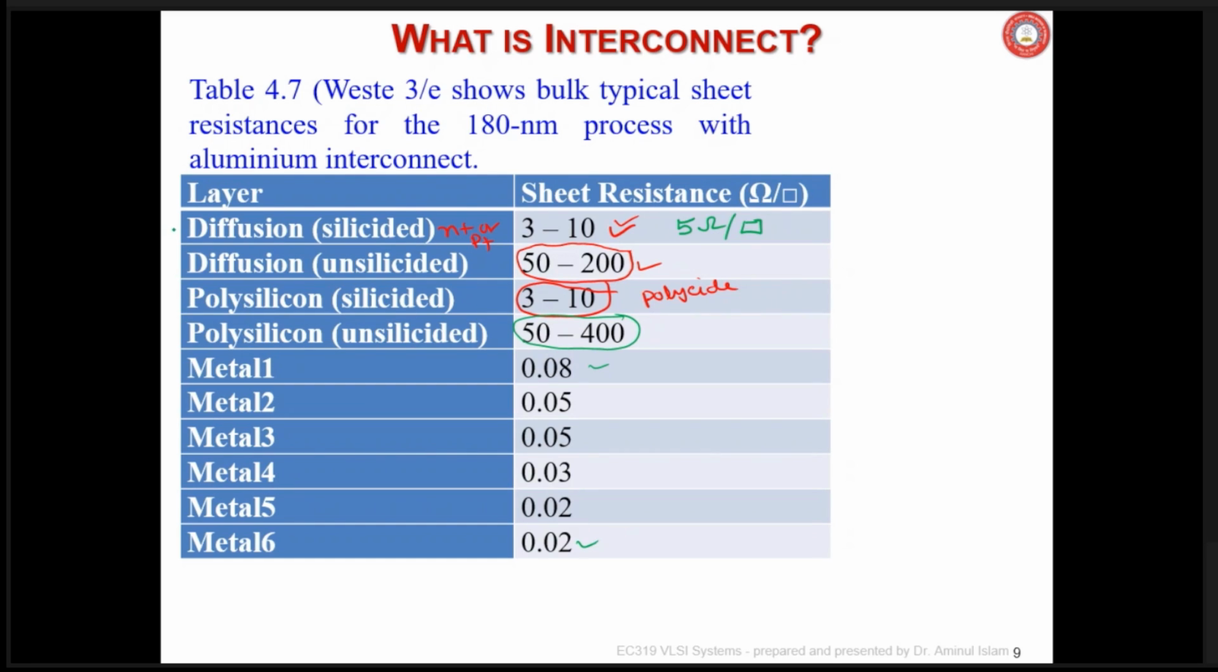See, the diffusion region, N+ region for NMOSFET and P+ region for PMOSFET, have 3 to 10 ohm sheet resistance. What is sheet resistance, by the way?